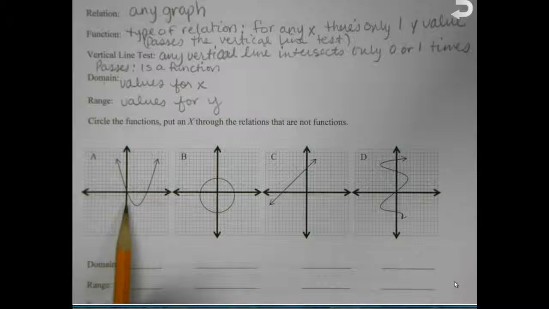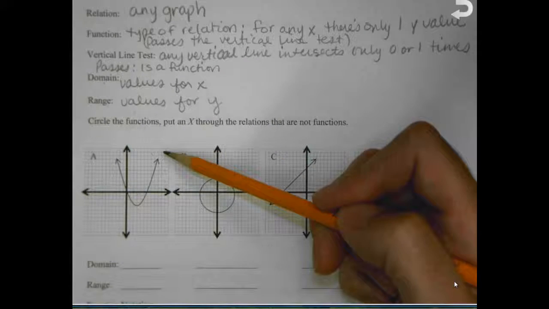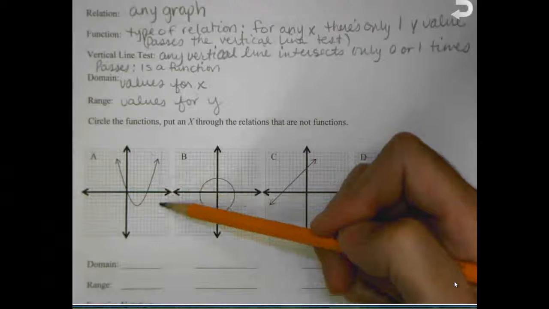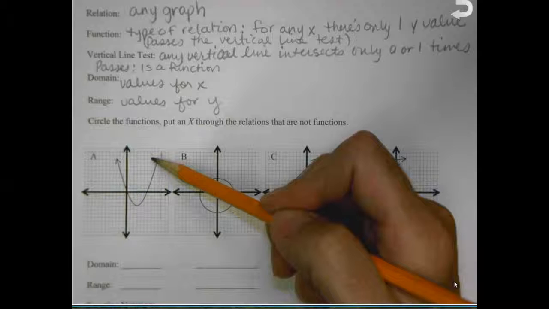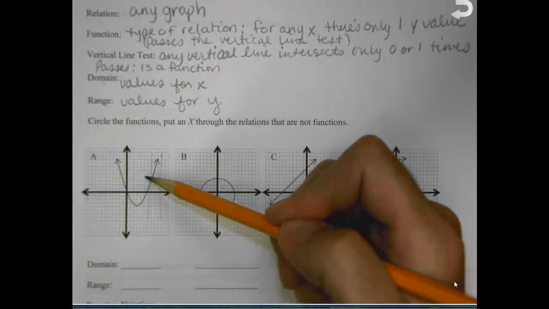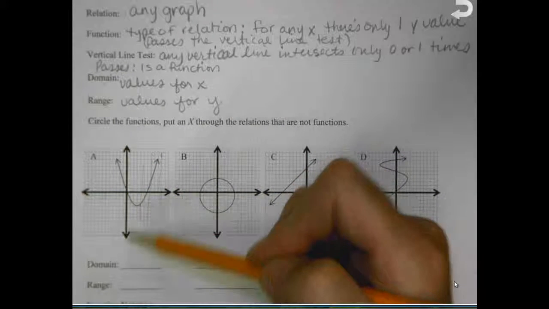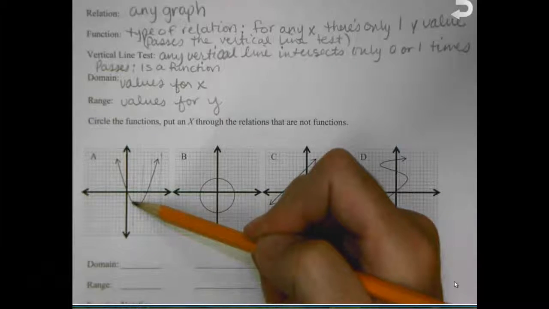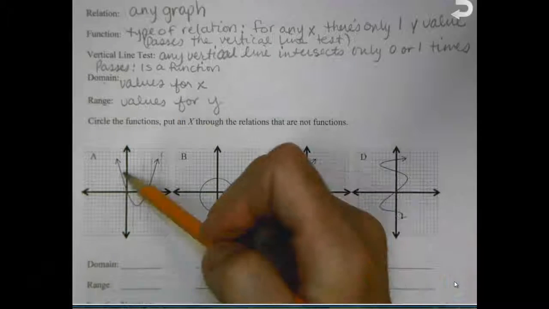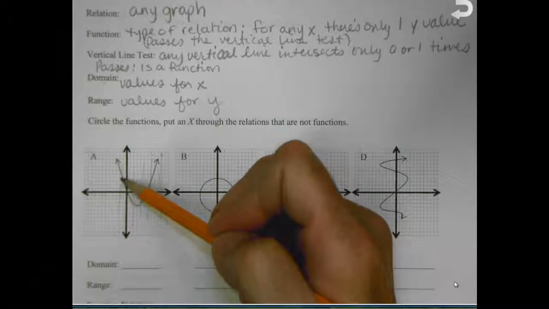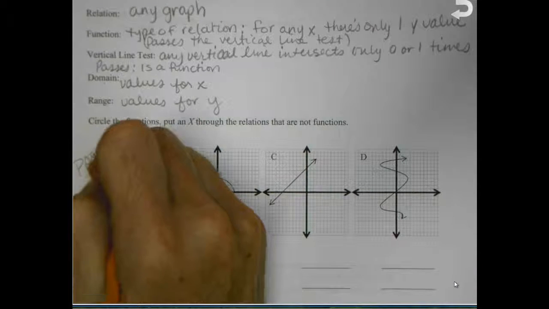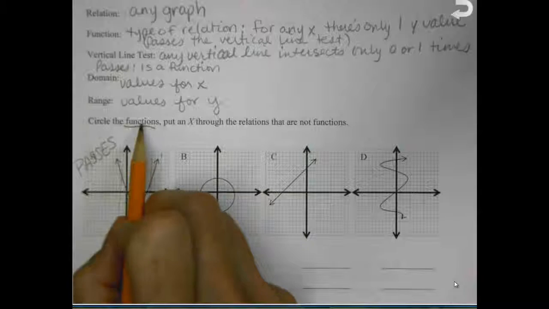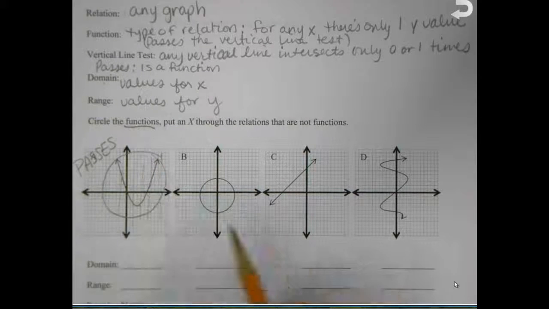To figure that out, I can use the vertical line test. So anywhere I put a vertical line, it'll eventually cross way up there. And here it crosses just 1 time. Anywhere I'm going to place a vertical line, it'll only cross my function, I know now, in 1 place. So this passes, and therefore it's a function. It says circle the function, so I'll circle that one.